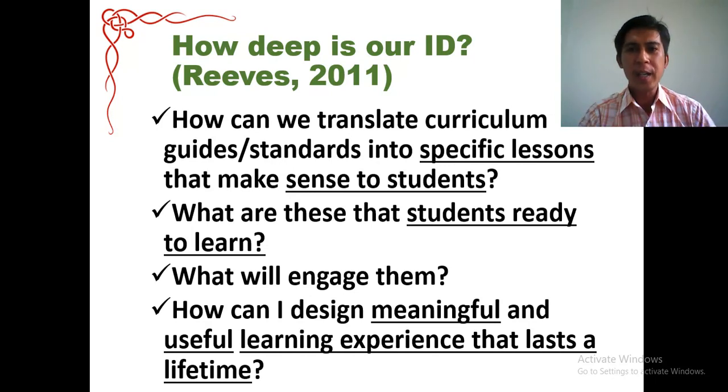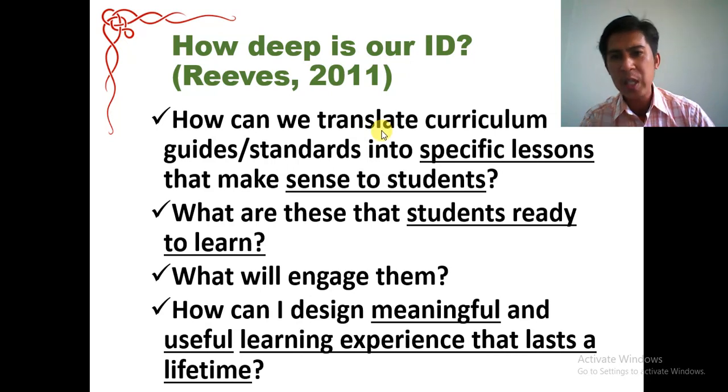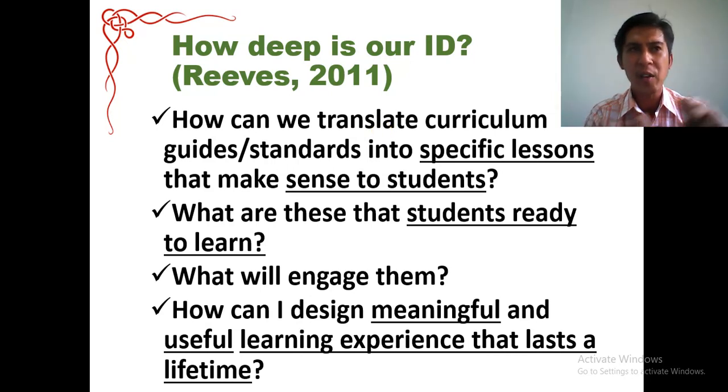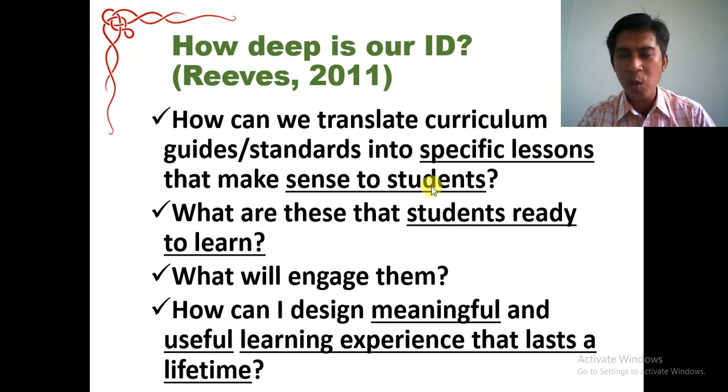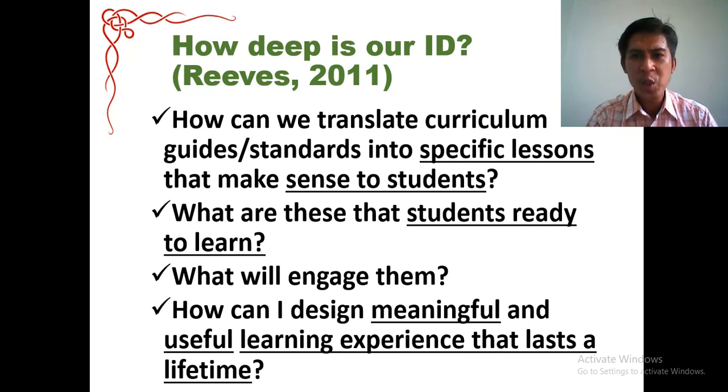So let's translate. How can we translate that? They have their learning outcomes, they have their learning competencies. How can we translate that into specific lessons? So deep design is translating them into specific lessons so that they will make sense. These lessons will make sense to students.